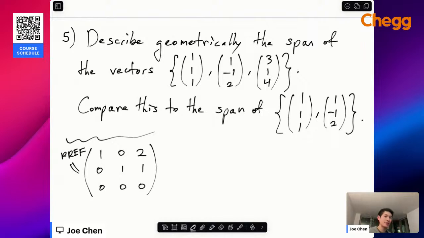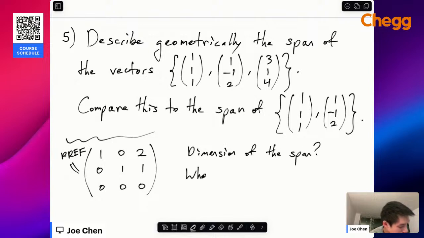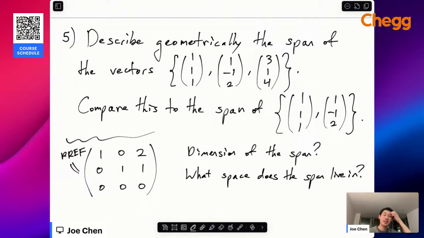So with that in mind, I'll give you all a moment to think about this question. Here are specifically two questions. More specifically, what is the dimension of the span? And what space does the span live in? If you know the answer, you can type it in the chat.